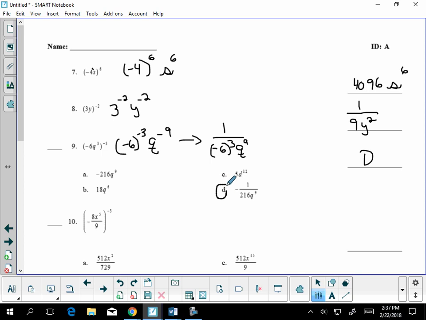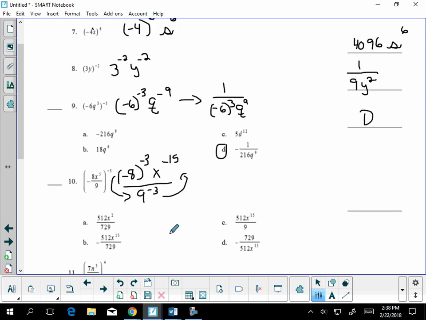is D. Number 10, you're going to have to apply everything on the outside, or that exponent on the outside, to everything on the inside. So it's going to be negative 8 to the negative 3rd, x to the negative 15, 9 to the negative 3. Well, we're going to have to flip everything, because we have nothing but negative exponents. So whatever's on top goes to the bottom, whatever's on the bottom goes to the top.